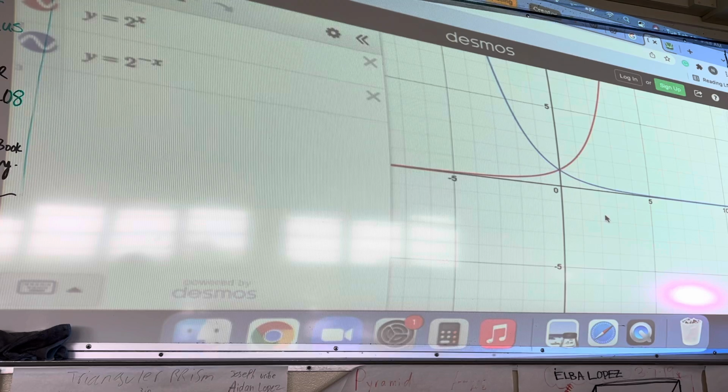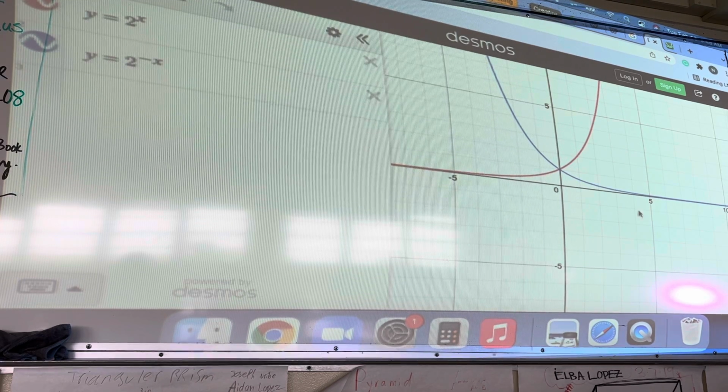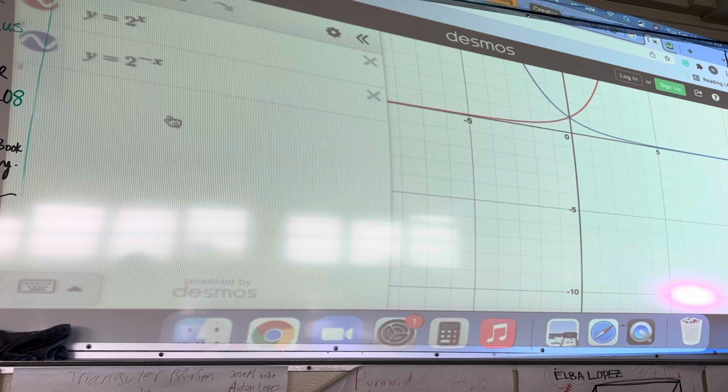But that's the concept. So this graph is ever getting closer to zero along this line, but never reaching, right? And then let's talk about the theoretical concept of exponential, because we're talking about physical situations versus theory.